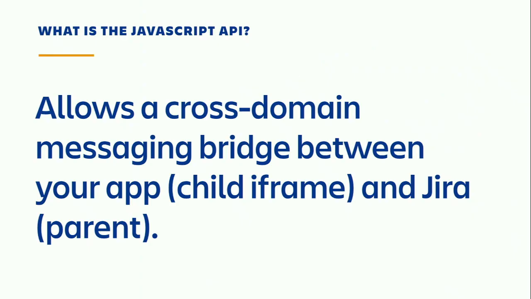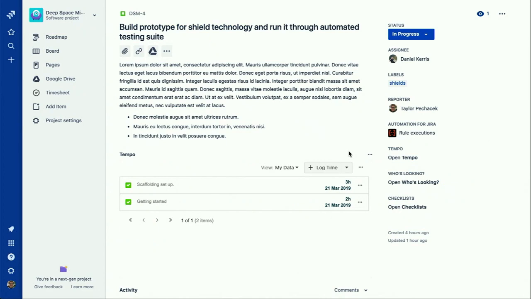And what the JavaScript API actually is, just to take a step back, is it just allows a cross-domain messaging bridge between your app, the child iframe that's being loaded, and Jira, the parent. And so you can listen to events. You can actually use the JavaScript API to pop dialogues, feel a bit native. And that way you don't have to kind of worry about the cross-domain stuff. So here's a good example. So we have Tempo.